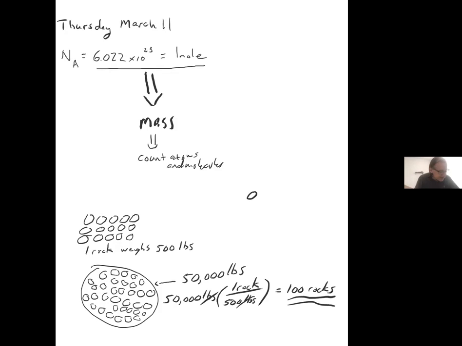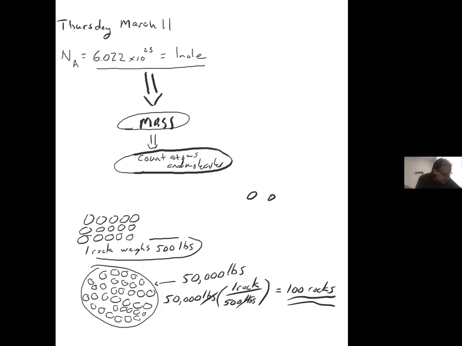Okay. So what we can do then is we're going to weigh something. We're going to measure its mass. And then we're going to use that to count how many atoms or how many molecules of that substance there is. But we need something to connect that together. Here, it was this right here: we knew that one rock weighs 500 pounds. So we need something to connect mass and counting atoms and molecules as well.